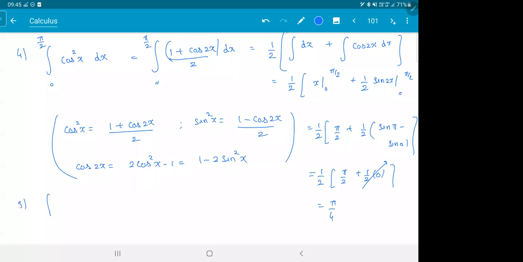Now using the same logic, can you do it for sine square x? Again, there is no direct integration for sine square x. You have to convert it into cos 2x form and then integrate. Now you try for sine square x. Get it? Wait, I'll just change the limits. Zero to pi by 3, sine square x. Get it? Anyone confused? Any step you didn't get, please ask me.